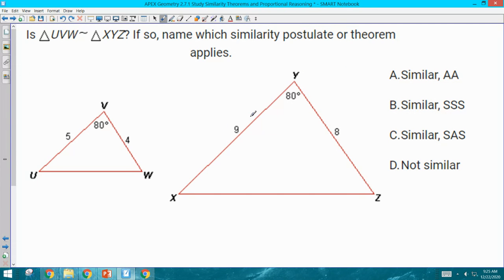Again, are these two triangles similar to each other, and why? So we have an angle that is 80. I don't have all three sides, so it can't be side, side, side. We have 5 and 4, so let's put those as the tops of our fractions, and the corresponding sides with 5 and 4, according to this, UV goes with XY, which is 9, and VW goes with YZ, which is 8.